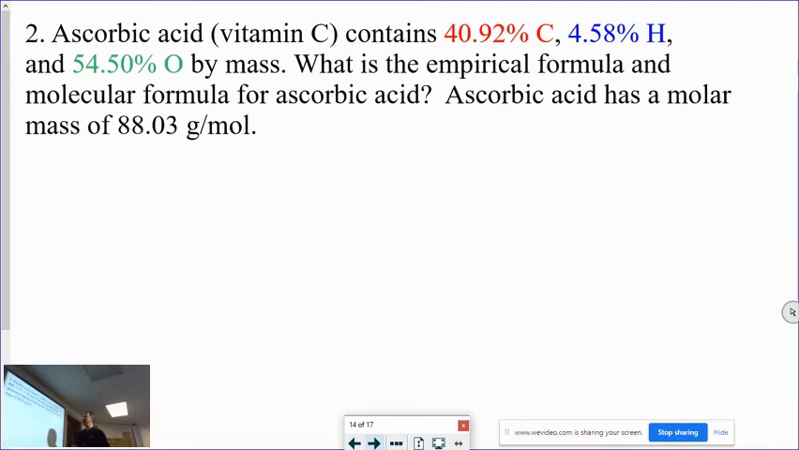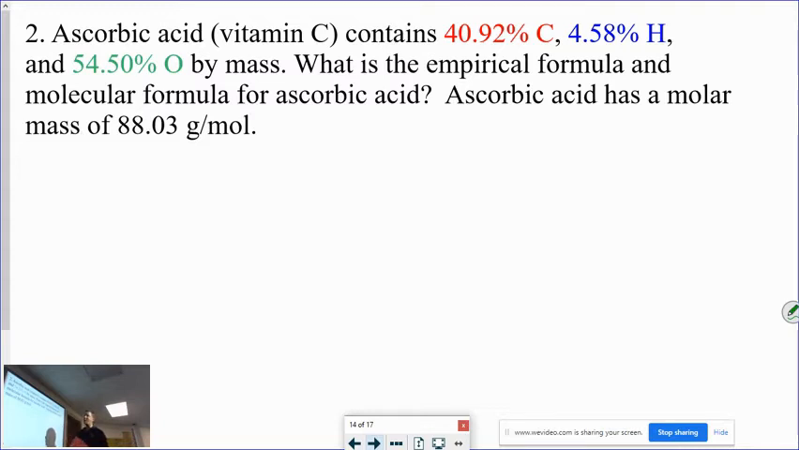So now we're going to go through this whole problem without it being all typed up for us, following the steps. Ascorbic acid, vitamin C, contains 40.92% carbon, 4.58% hydrogen, and 54.50% oxygen. What is the empirical formula and molecular formula for ascorbic acid? Ascorbic acid has a molar mass of 88.03 grams per mole. So step 1, right off the cover, if given percentages, assume you have a 100-gram sample.